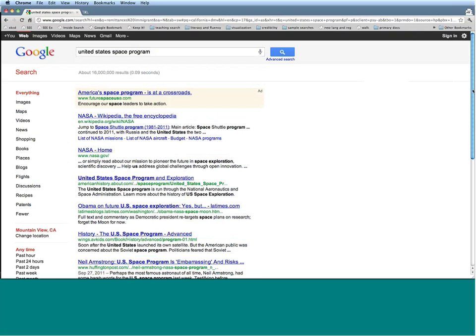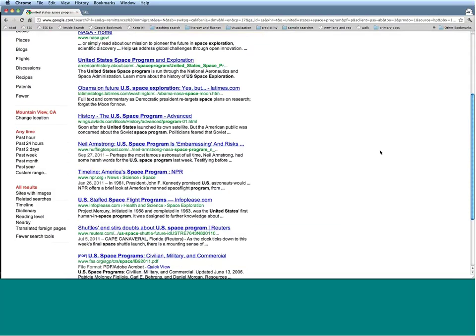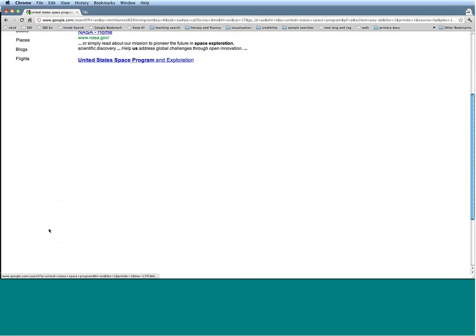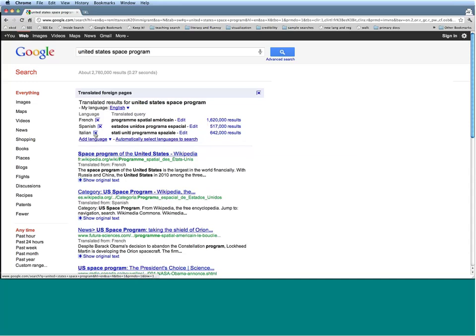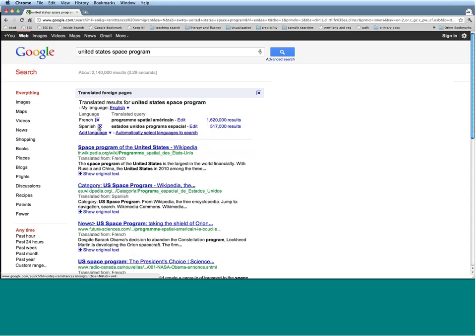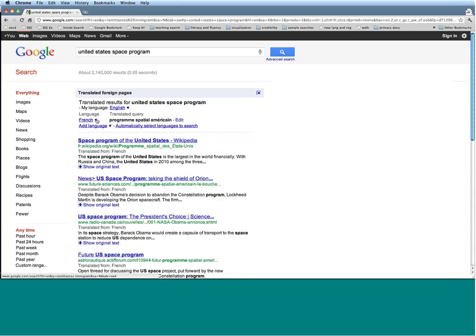Google actually has a way to deal with that. So I come down to my left-hand side again, to the very last link, which is translated foreign pages. Now Google takes my search and translates it into over 40 languages and runs the searches across the web. What it brings back to me are the languages that have the most results. It shows me how it's translating my query. Now it happens that German, Italian, Spanish, and French are not what I want, so I'm using these little X's to get rid of them.